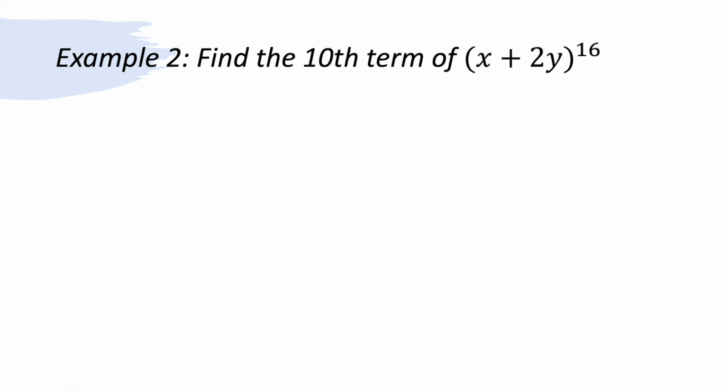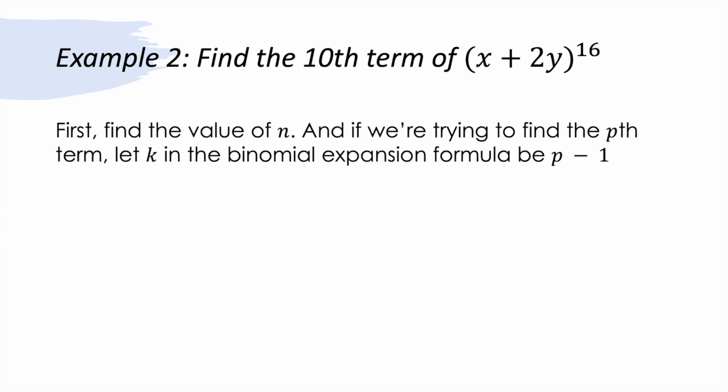For our second example, let's try to find the 10th term of x plus 2y to the power of 16. In order to do this, we're first going to find the value of n. And if we're going to try and find the pth term, let k in the binomial expansion formula be p minus 1. We know that n equals 16, and since we're trying to find the 10th term, p equals 10. And that means k equals 10 minus 1, which equals 9.